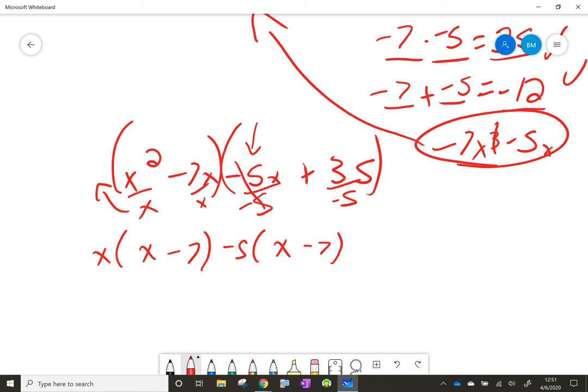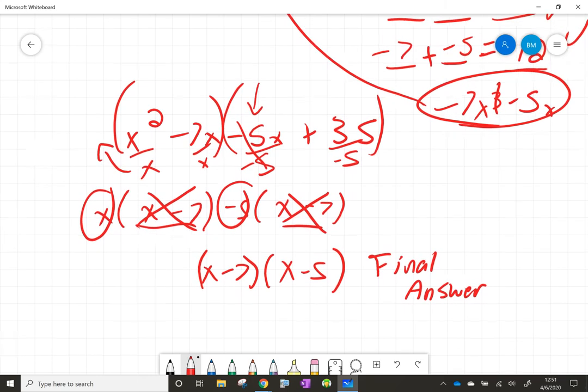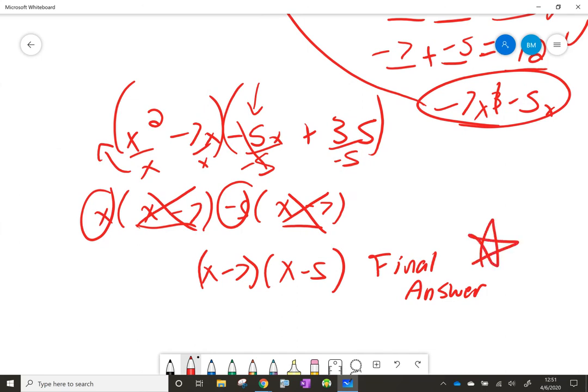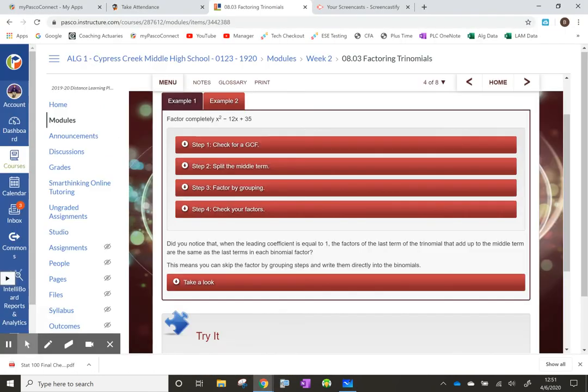And I've got my common binomial, x minus 7, so that's going to be one part of my answer. And then the other part is the outside part. So we have x minus 5. And that's my final answer there: x minus 7 and x minus 5. Now we're going to come back to this because something kind of an interesting coincidence happened here. But let's work out one more example before I point that coincidence out.